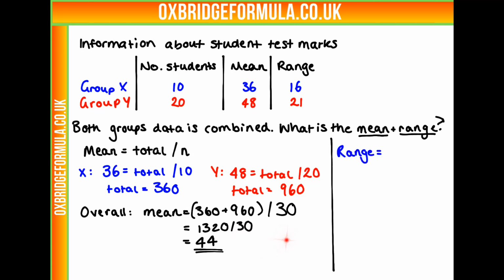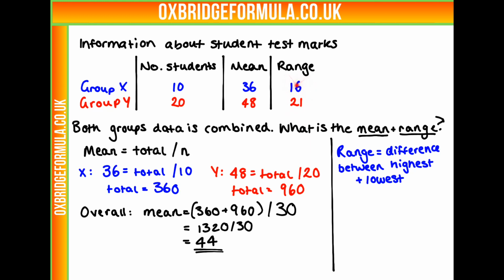So how about the range? What does the range actually mean? What are we measuring when we're looking at this? Well, it's the difference between the highest score and the lowest score. And what information can we get about this? We know that Group Y has a range of 21 and Group X has a range of 16.